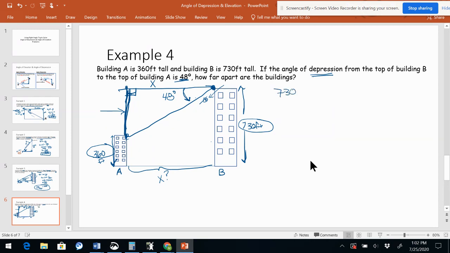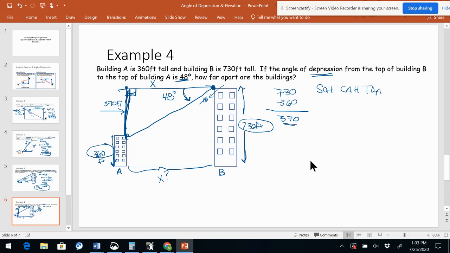So I'm going to take 730 minus 360, and I get 370. So this distance is going to be 370 feet. All right, now I have a right triangle with an angle and a side length, so I can use my trig functions to calculate the other sides of this triangle.